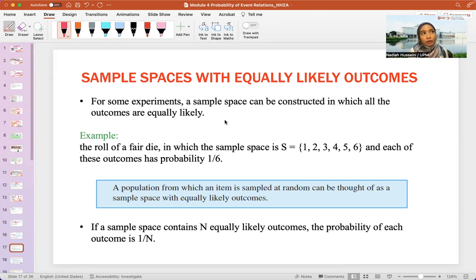And this is true for when we're talking about population. Okay, for some experiments, a sample space can be constructed in which all the outcomes are equally likely. A good example would be rolling a dice, right? When you roll a dice, there is a chance of you getting the value 1, 2, 3, 4, 5, 6. And they are all possible outcomes, and they are all equally likely.